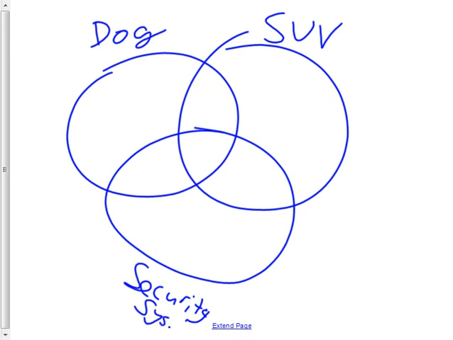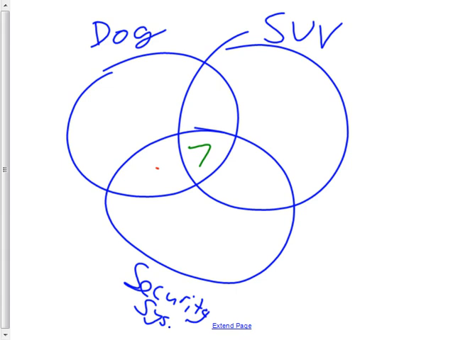All right. So who in here has a dog, and somebody has an SUV in your family, and you have a security system in your house? Don't worry, I'm not telling who's who. 1, 2, 3, 4, 5, 6, 7 of you. All right. What does this mean? Dog and security system, but not an SUV, right? Okay, who's got a dog and a security system? 1, 2, 3, 4, 5.